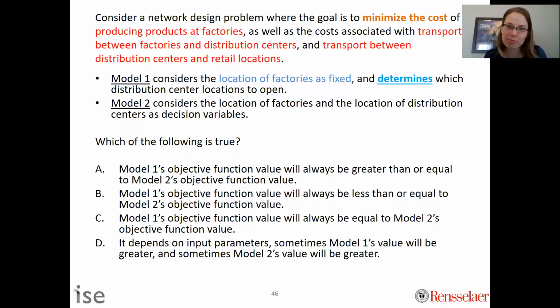Consider a network design problem where the goal is to minimize the cost of producing products at factories, as well as the cost associated with transport between factories and distribution centers, and transport between distribution centers and retail locations. Model 1 considers the location of factories as fixed. In other words, we don't get to determine where factories should be located, and it determines which distribution centers are open. So we get to determine locations of distribution centers, but the factory locations are fixed. Model 2 considers that we get to decide both the factories and the location of distribution centers.